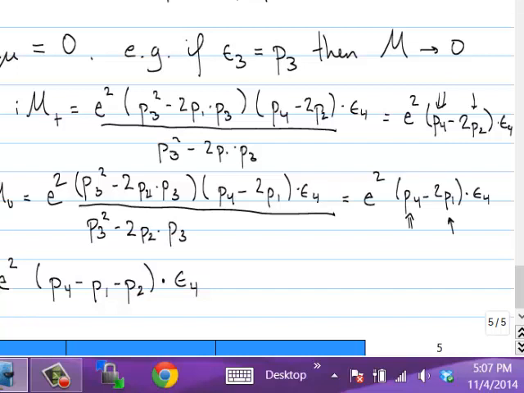Now, the first thing that you should note about this is that it's not 0. Even if I didn't use the fact that p4 dot epsilon 4 is equal to 0, even if I used that, I still am left with this term here. So this is not 0. Okay, so can anyone tell me where I've gone wrong here?